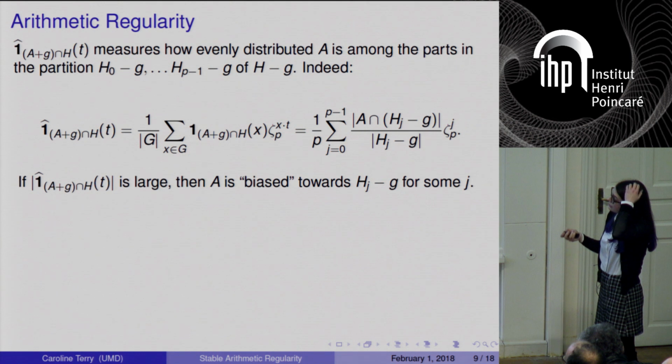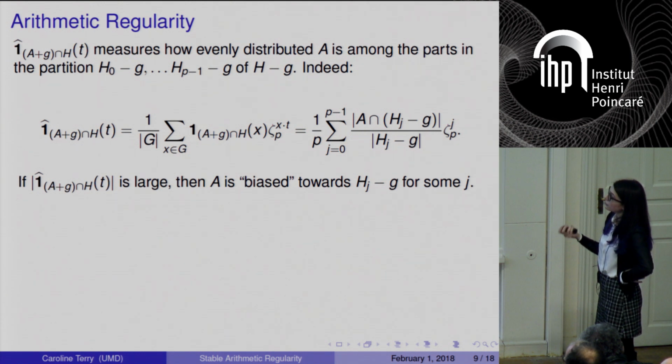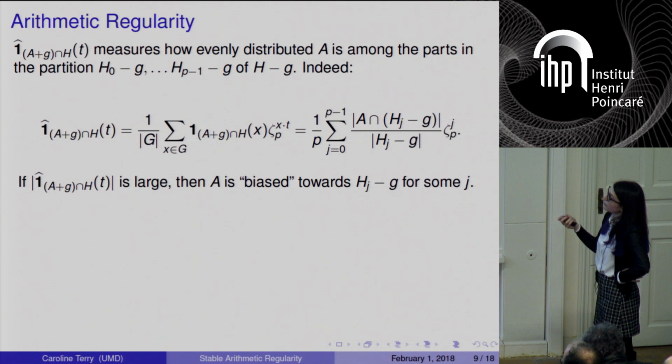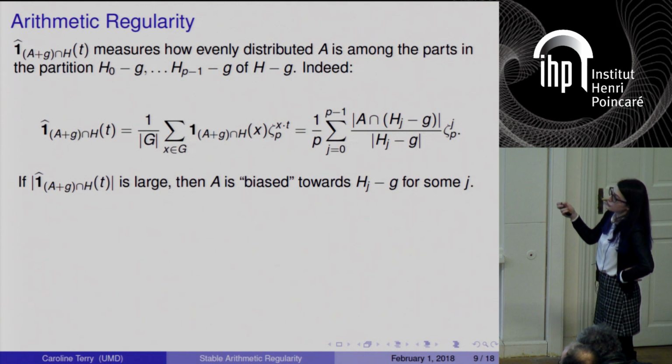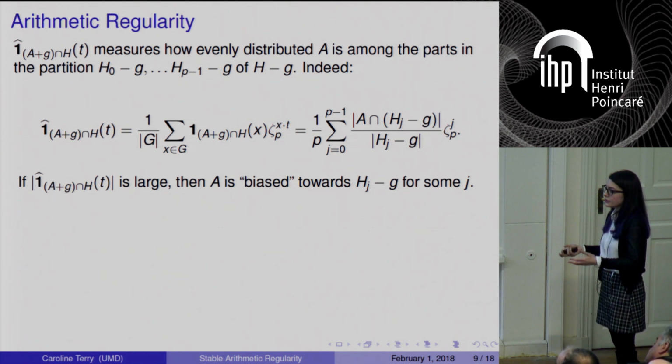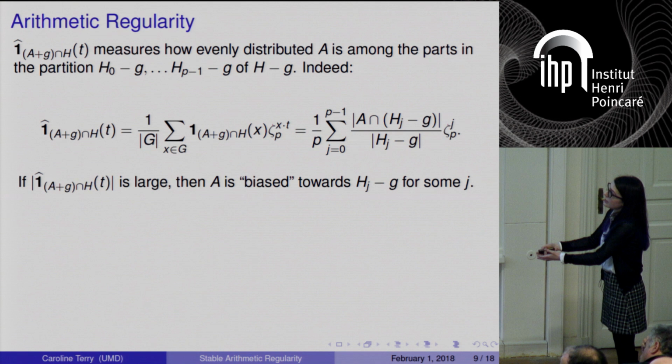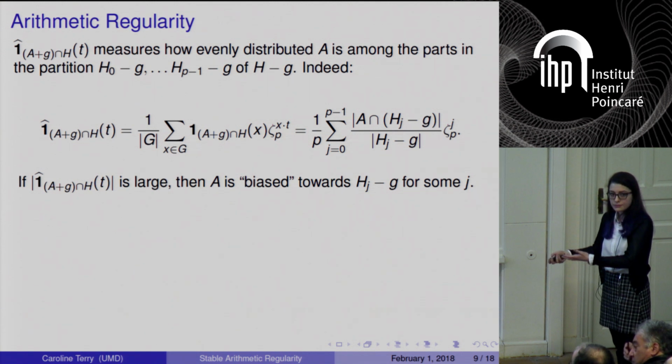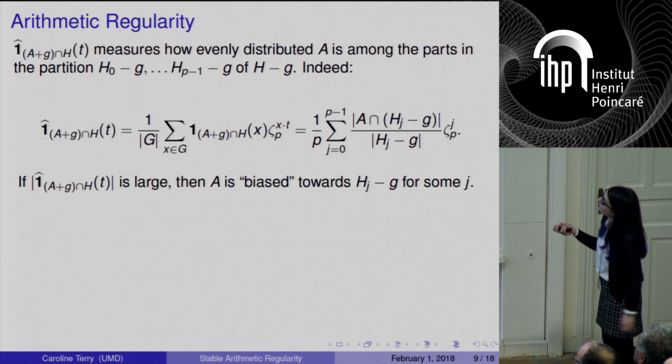Okay. So if the absolute value of this coefficient is large, that means that A had to be biased towards one of the H_j minus g's. So if the absolute value is large, that has to be because one of these coefficients was larger than the others. And so that's telling you that it's not evenly distributed; there's more of it inside one of the pieces. Okay.